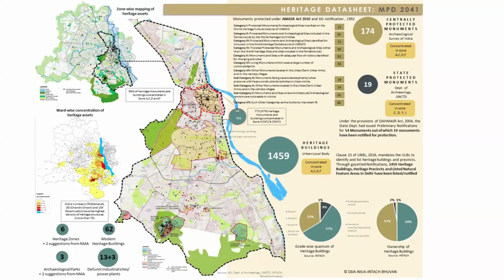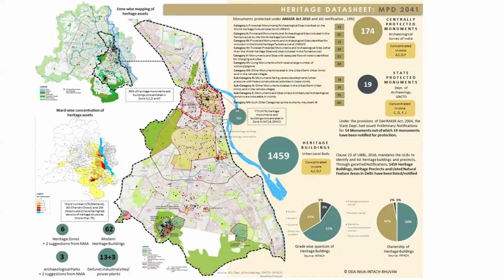This is a complete analysis, my last work when I was in DDA, in 2020, 2021, and we collaborated with NIUA and INTACH. This is where the Delhi Development Authority makes the master plans of Delhi. This is the entire analysis that we did of the centrally protected monuments and the state protected monuments. You can see the numbers, 174 and 19. Then we have heritage buildings with urban local bodies. If you look at it, the main concentration of the heritage is in zones A, C, D, and F. I will go there further, for a closer look.